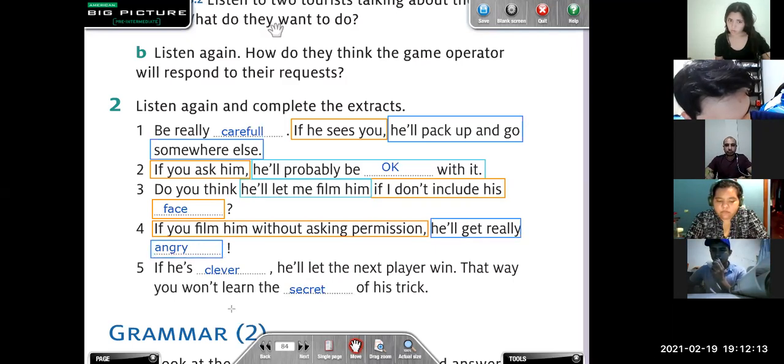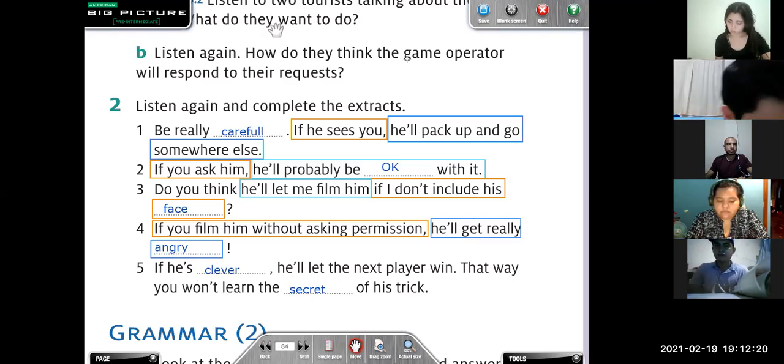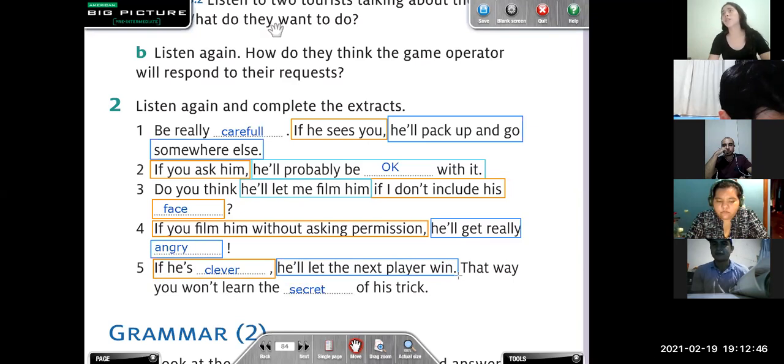Very good. Tell me, Jose Armando, sentence number 5. What is the condition and what is the result here? If he's clever, conditional. The condition, right? And the result? He'll let the next player win. He will let the next player win, right?